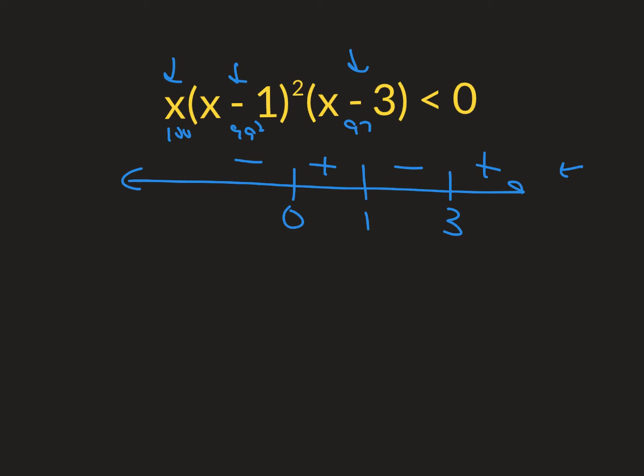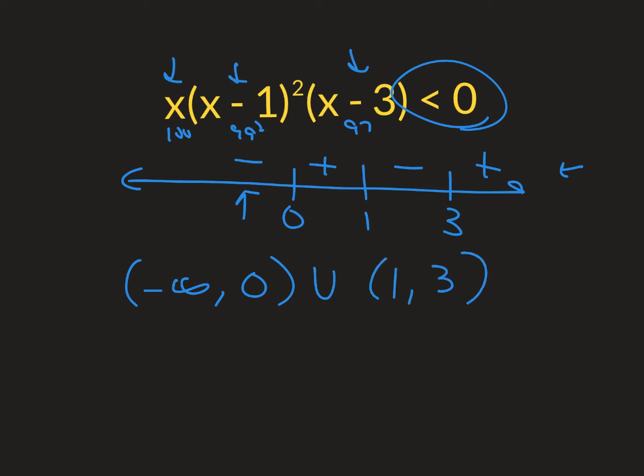So here we go. This time I'm looking for where it's less than 0. There's 2 places where I see negative signs. One is right here, which is from negative infinity until you get to the 0. I put a parentheses because there's no equal sign. It's also negative between 1 and 3, with parentheses again.